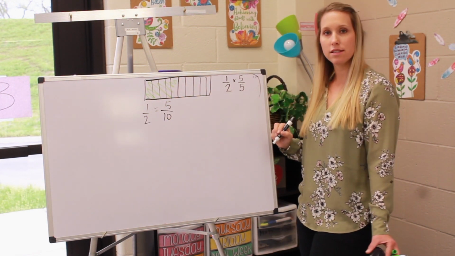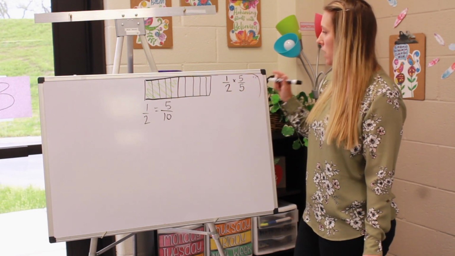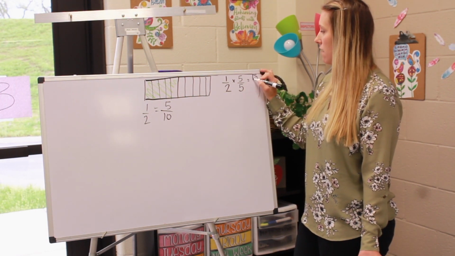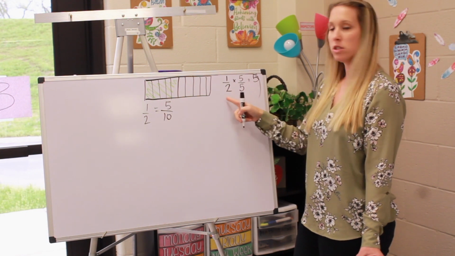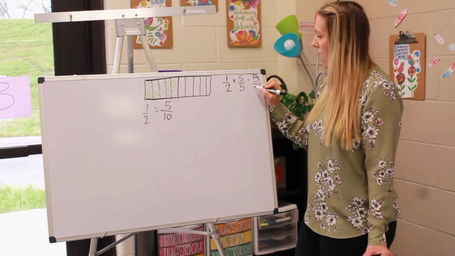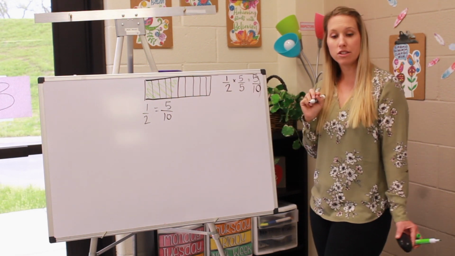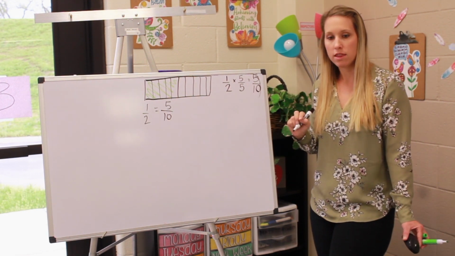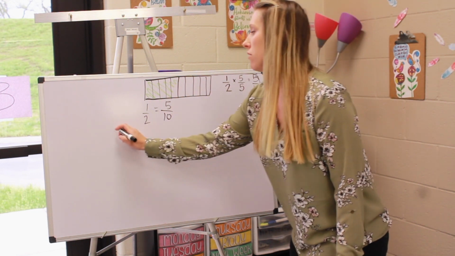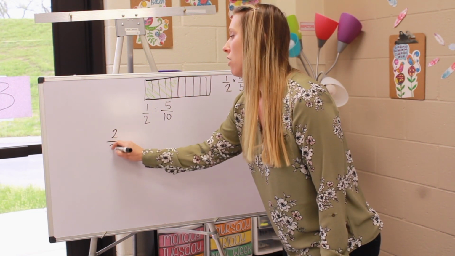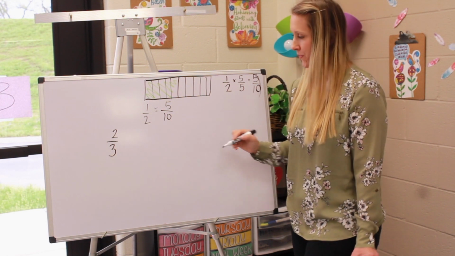Now let's check this other method. If I multiply the numerator by 5, I get 5. If I multiply the denominator by 5, I get 10. Does it work? It sure does. Let's try another one. This time I want you to model the number 2/3. Go.